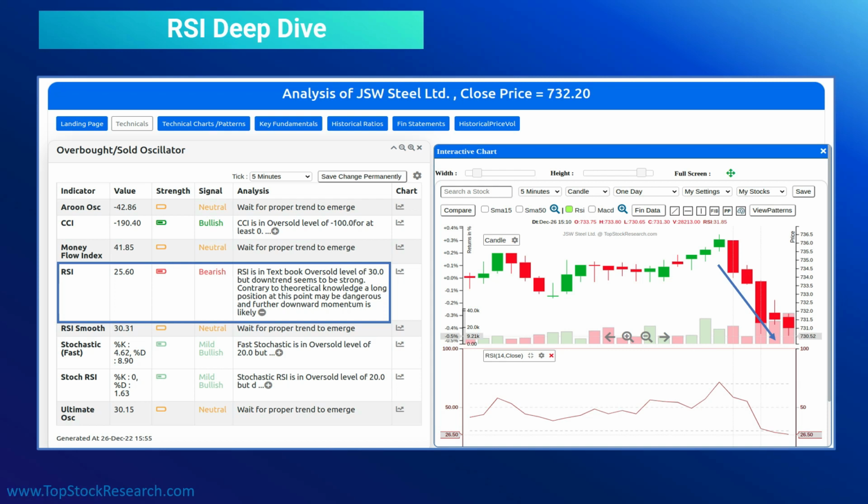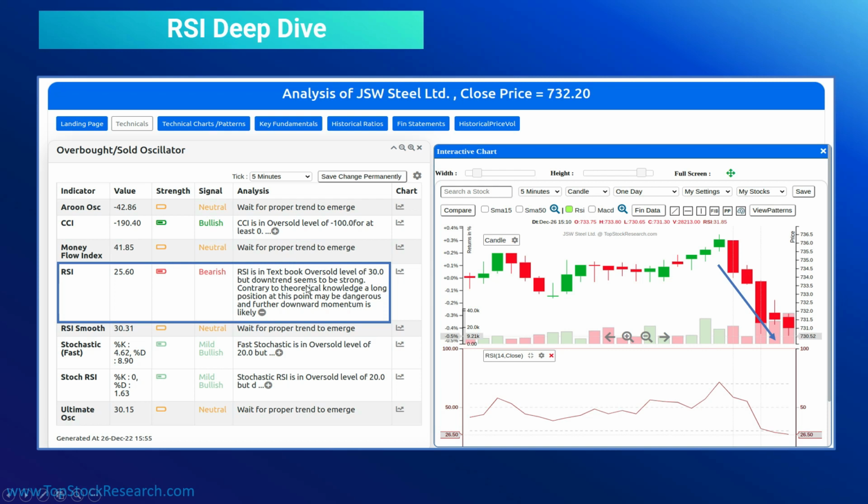So if it is below 30, then a lot of tools will say it is oversold and you should buy it. Right? But here, despite it being less than 30, we are showing it as bearish because it is continuously going down. There's a strong downtrend and the RSI value is also falling. So buying here is not a good idea. You have to look at more of the details.